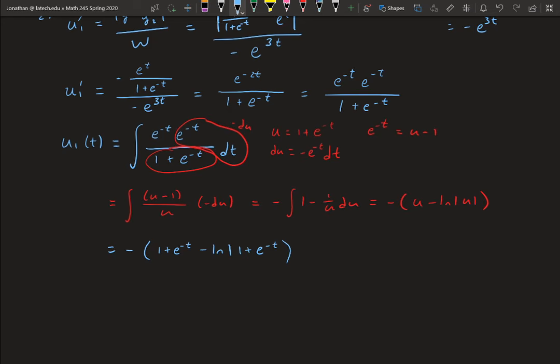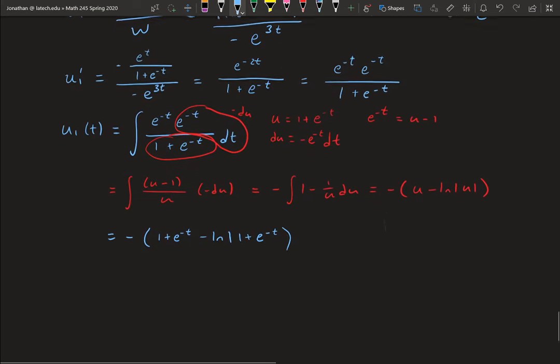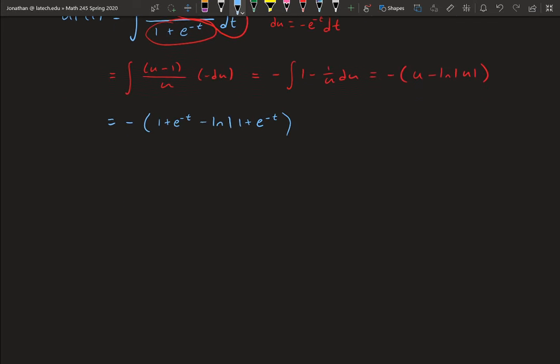So do a little u sub there, and that is u1 of t. Now I have to get u2 of t. So u2 prime is going to be y1 prime 0 g over the Wronskian. That's going to be e to the 2t, 2e to the 2t, 0, 1 over 1 plus e to the negative t over e to the 3t.